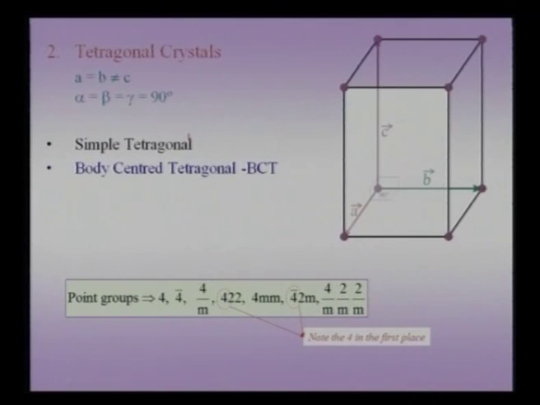Tetragonal crystals have two kinds of Bravais lattices, the simple tetragonal lattice and the body centered tetragonal lattice. The important point to note about tetragonal crystals is the presence of one and only one fourfold axis. Of course, it could be a proper fourfold axis or a 4-bar axis, which is a roto-inversion axis. If you write down all the point groups, you will notice that the 4 is in the first place in all these point groups.